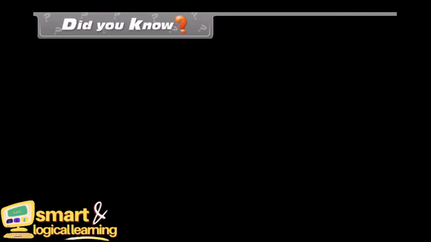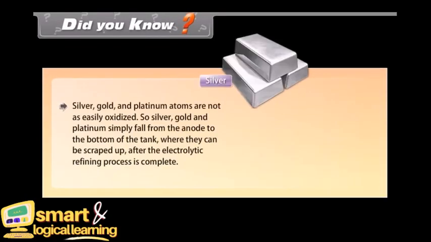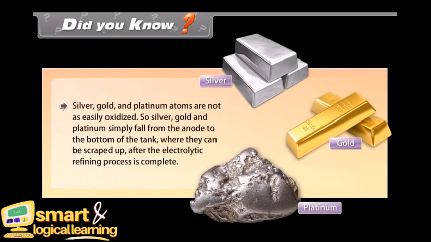Did you know? Silver, gold, and platinum atoms are not easily oxidized. So, silver, gold, and platinum simply fall from the anode to the bottom of the tank, where they can be scraped up after the electrolytic refining process is complete.